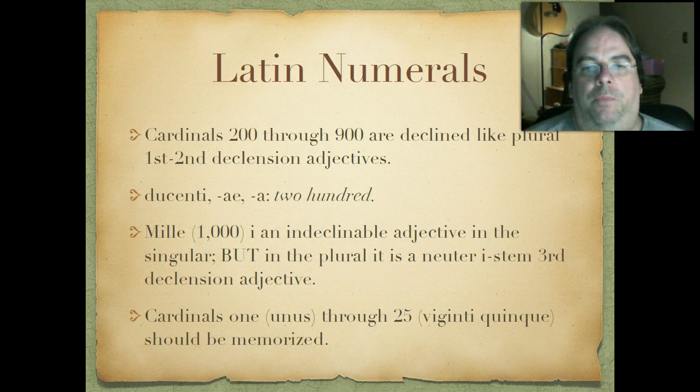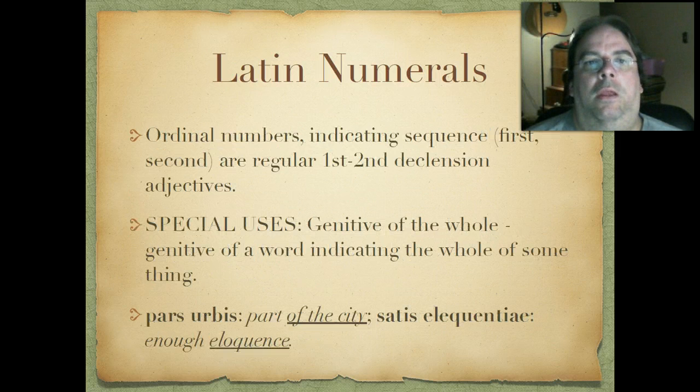Cardinals, those counting numbers, 1 through 25, so unus through viginti quinque. You should probably memorize those, because just like when you're in first grade, if you can get through about 20, then it gets pretty regular. So look at that chart in the back of your book and start working on committing those to memory. That way you don't have to look them up every time you see them. Ordinal numbers, those that indicate order or sequence, first, second, and third, things like that, are regular first, second declension adjectives. So the good news is, once you learn them, they're not that difficult.